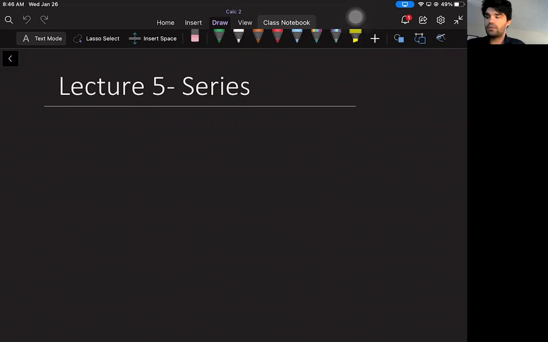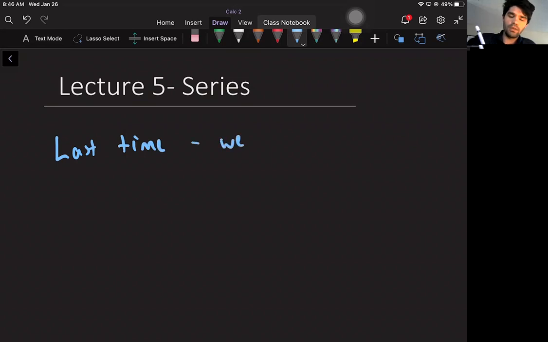Today we are moving on to talking about series, which are different from sequences. They sound the same and people get mixed up. So first, let's remember sequences before we move on, so we can compare them directly. So last time we studied sequences.